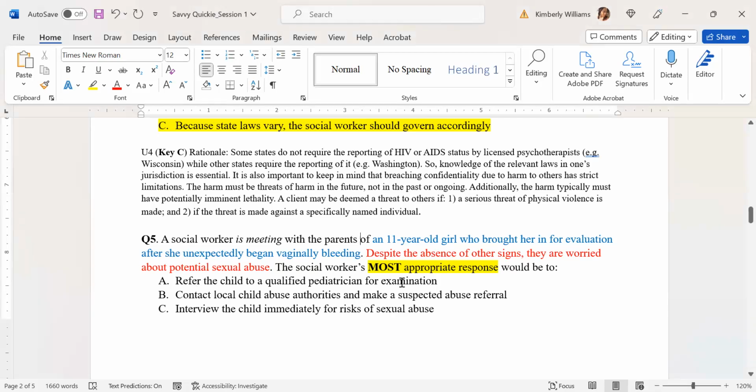Okay. Anybody think it's anything other than A? I'm not going to be able to get the rationale right now because it's freezing up on me, but does anybody think it's anything other than A?